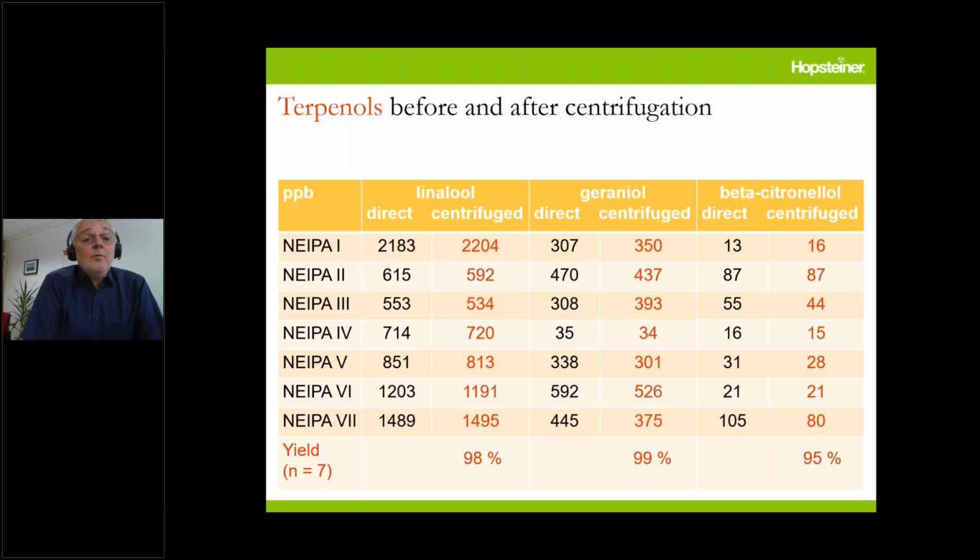It's completely different for the terpenols, for linalool, geraniol, and beta-citronellol. You see almost no reduction after centrifugation. These are very polar compounds, like the isoalpha acids and like the humulinones. These compounds are only present in the liquid phase. They are not absorbed to the haze, and therefore they are not reduced by centrifugation.